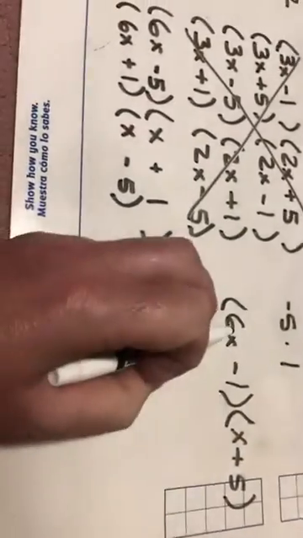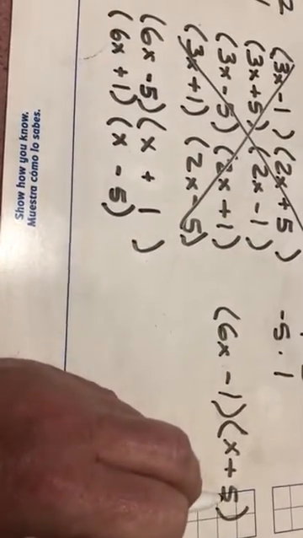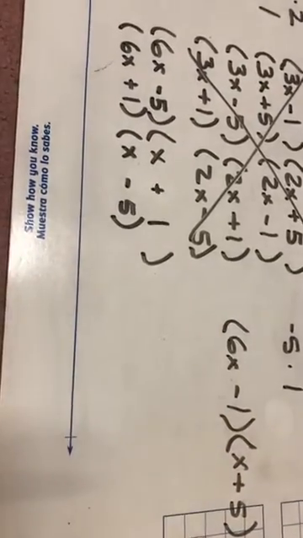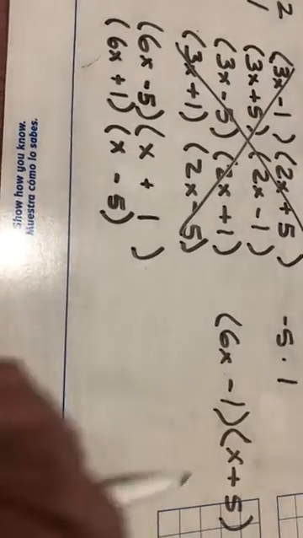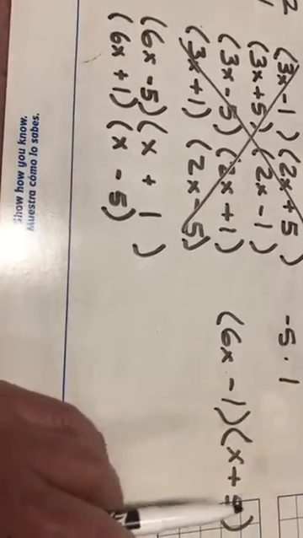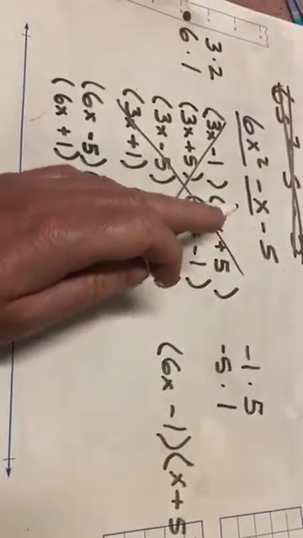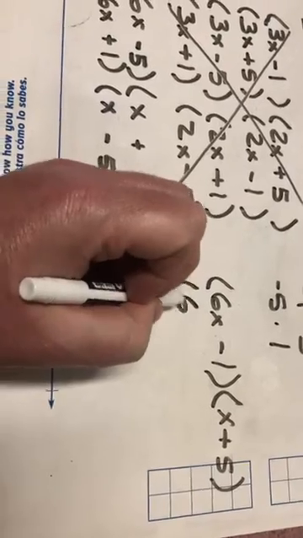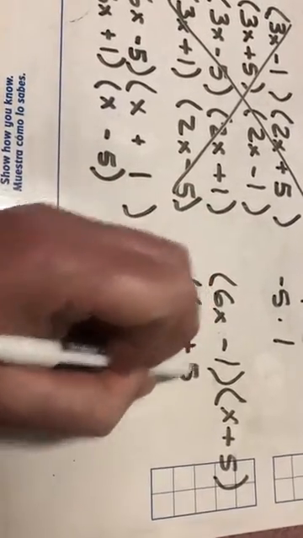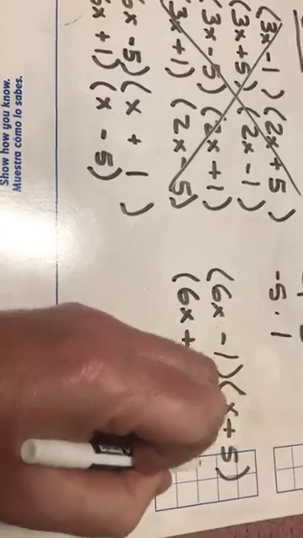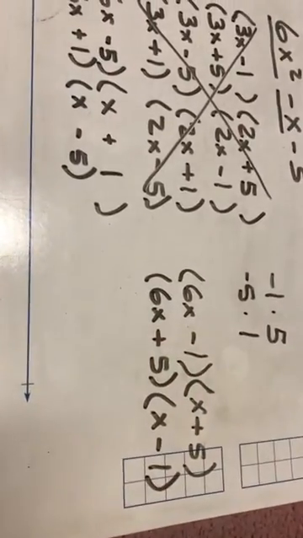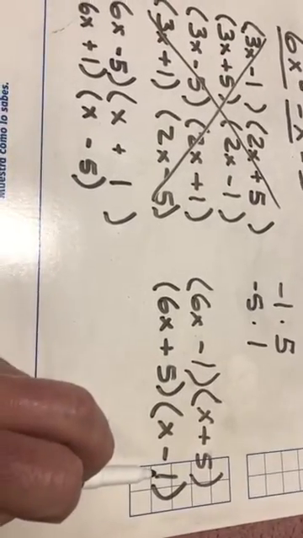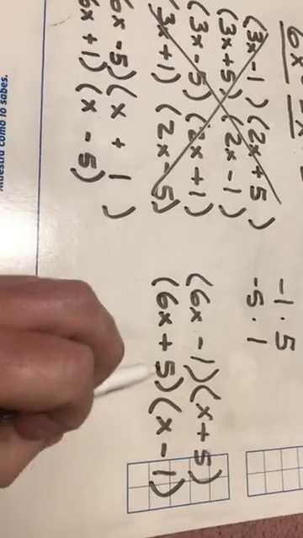See what happens. 6x times 5, that's 30x. Negative 1 times x, negative 1x. 30x and a negative 1x gives me a positive 29x. I need a negative 1. Well, let's see. 6x plus 5, x minus 1. We switch the sides. 6x times a negative 1 is a negative 6x.